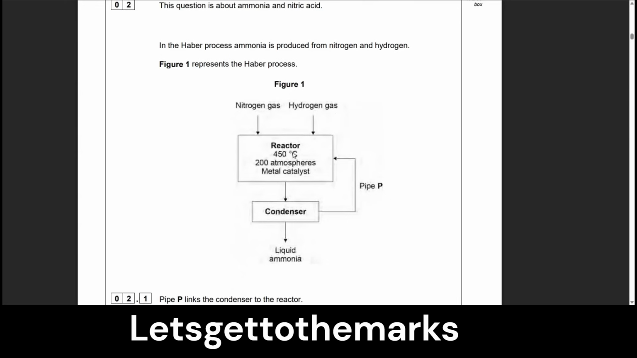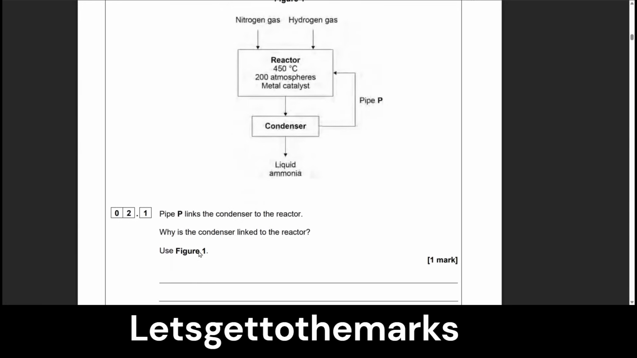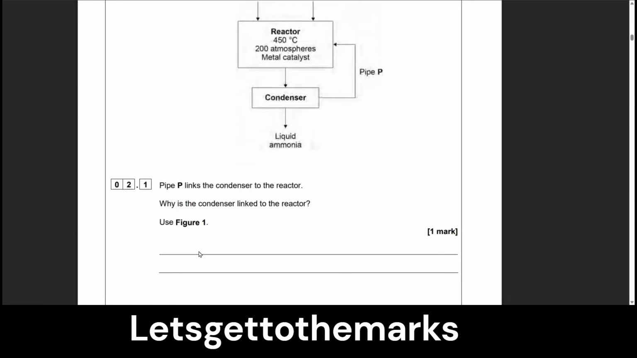So what's going on here? We've got a reactor, it's 450 degrees, and we've got 200 atmospheres, and we've whacked the metal catalyst in there. We've got the nitrogen gas, the hydrogen gas coming inside there. Then something's happening in there. They're going to a condenser. Guess what's going to happen there? Liquid ammonia comes off. I guess it condensed, and then something is going through pipe P back into this reactor. Okay, pipe P links the condenser to the reactor. Question 2.1, why is the condenser linked to the reactor?